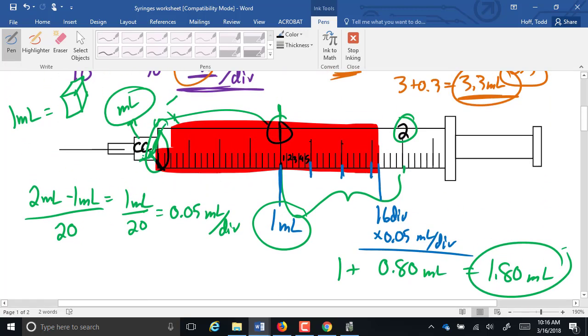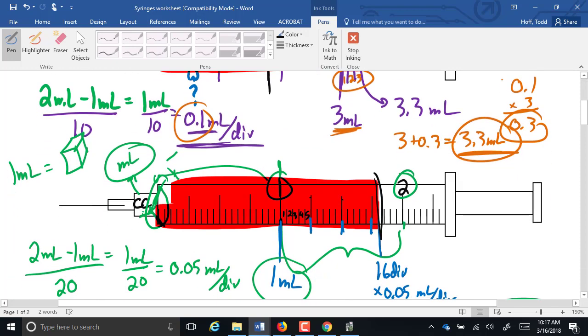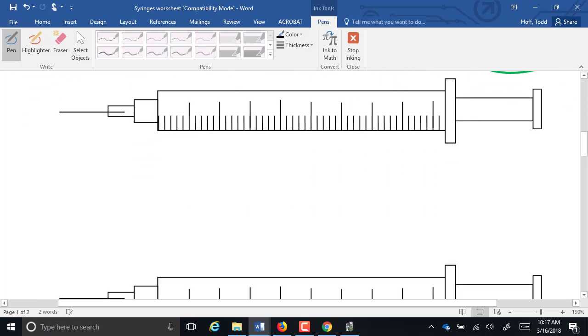That'd be the difference between using this syringe to getting 1.8 milliliters and using this syringe up here. You could still get 1.8 milliliters, but that only goes to the 10th of a milliliter. Which we're going to cover these syringes more next time we have class. But one quick point I want to make here.